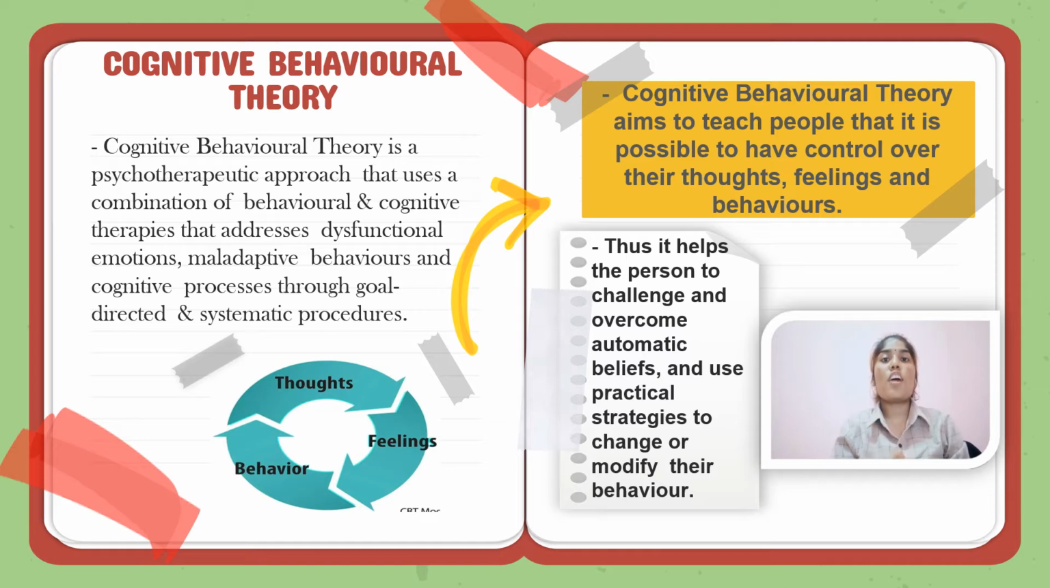Now let's look at the theories. First theory is cognitive behavioral theory. Cognitive behavioral theory is a psychotherapeutic approach that uses a combination of behavioral and cognitive therapies that addresses dysfunctional emotions, maladaptive behaviors and cognitive processes through goal-directed and systematic procedures. And then cognitive behavioral theory aims to teach people that it is possible to have control over their thoughts, feelings and behaviors. Thus, it helps the person to challenge and overcome automatic beliefs and use practical strategy to change or modify their behaviors.